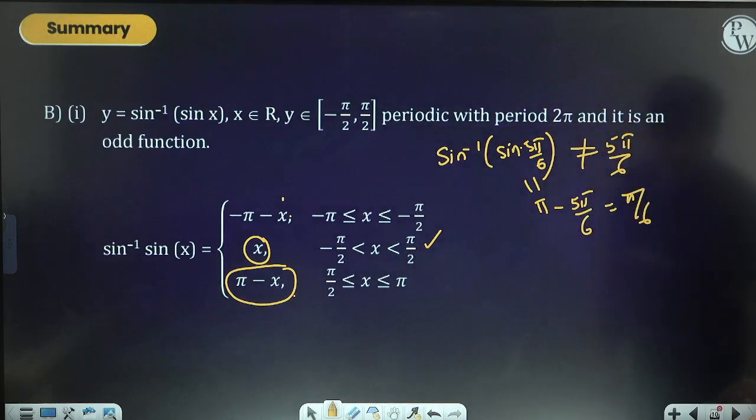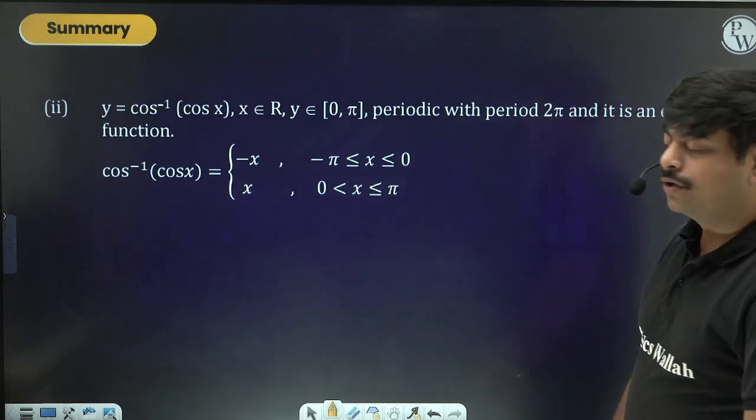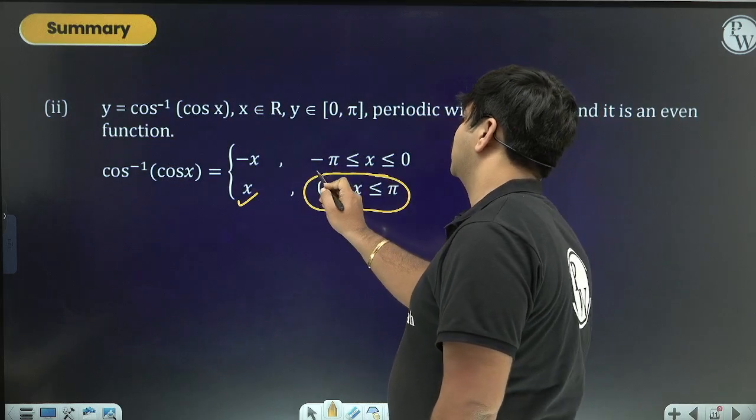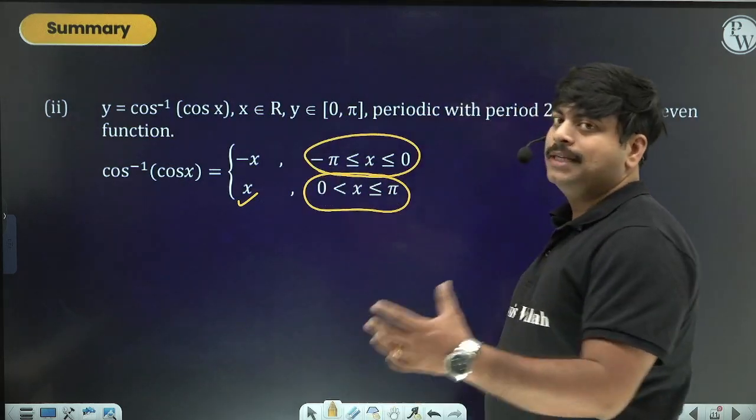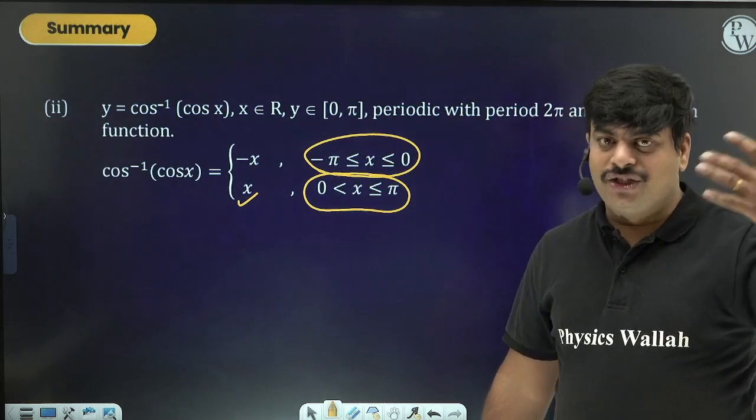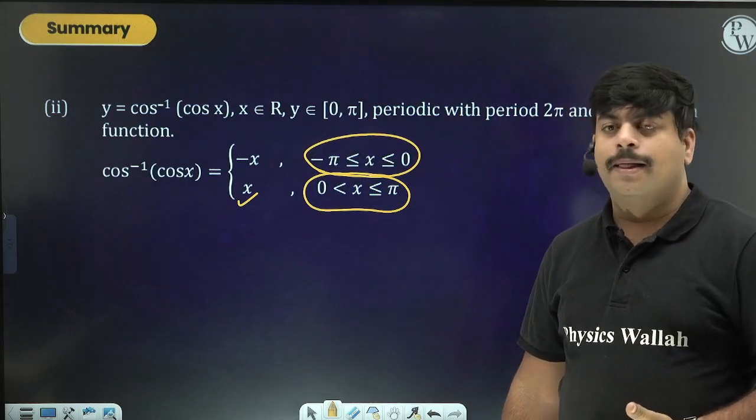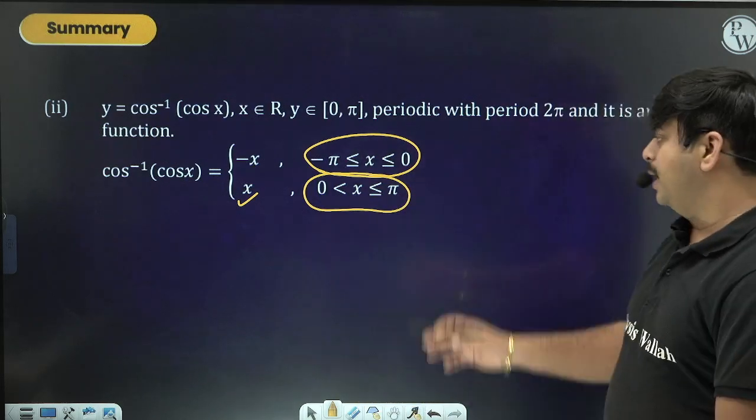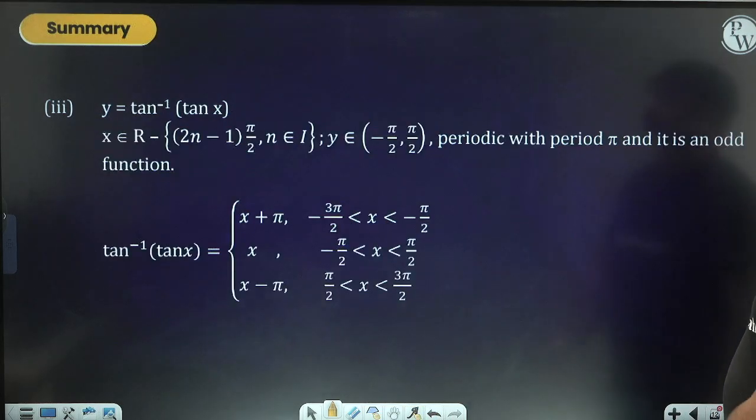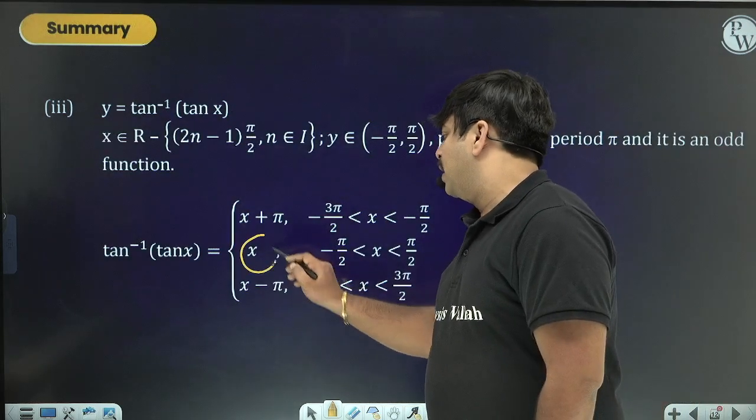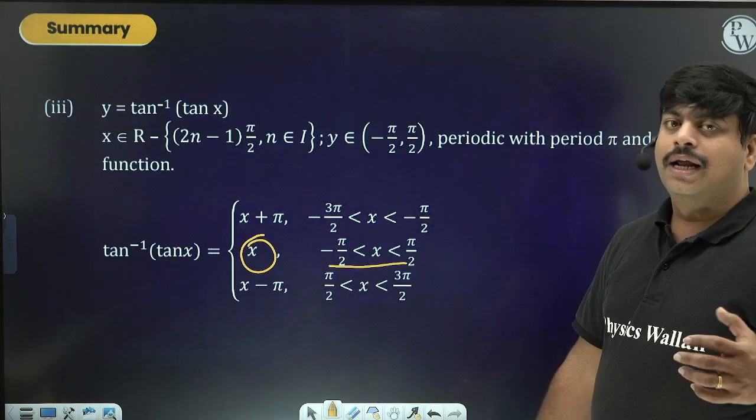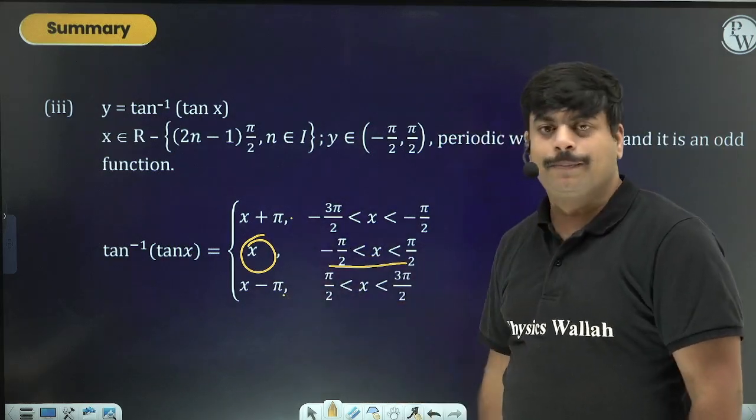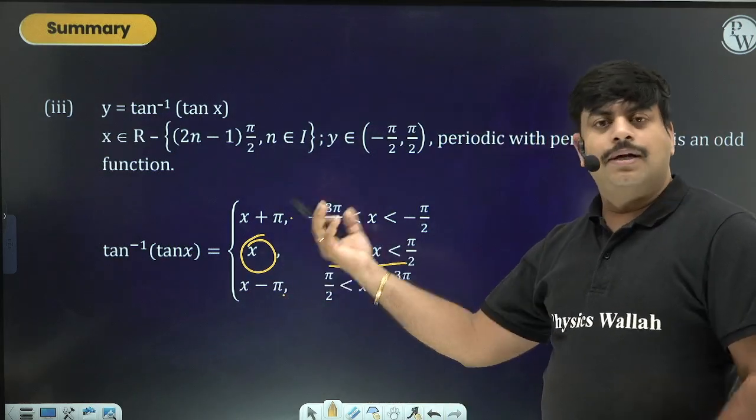Okay, next, in the same way, we have cos inverse of cos x, which is x when x is in between 0 to pi, and which is minus x when x is in between minus pi to 0. Again, depending on which interval x is in, maybe more than pi, more than 2 pi, more than 3 pi, the answers will vary. So you should be very careful with that interval. So tan inverse of tan x is x when x is in between minus pi by 2 and pi by 2, or if it is more than that or less than that, we'll get different answers, x plus pi, x minus pi. If you're in doubt, take some example, try to solve for that.